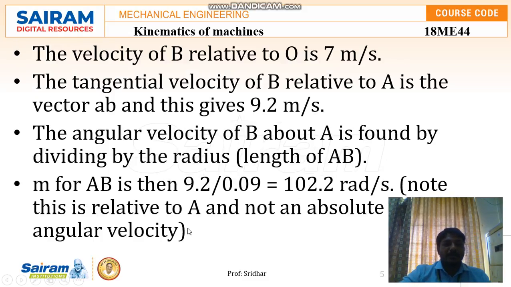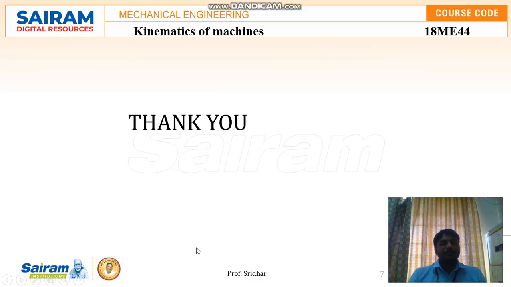Mainly, based on these two conditions, we have satisfied the given conditions. We have identified both values, one based on the relative velocity of the piston and the other based on the angular velocity. So we got 9.2 meters per second and 7 meters per second. This is how we need to analyze, or find out, the velocities for both of the given conditions. Thank you.